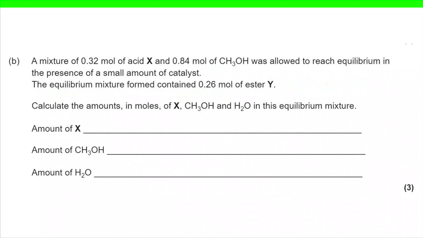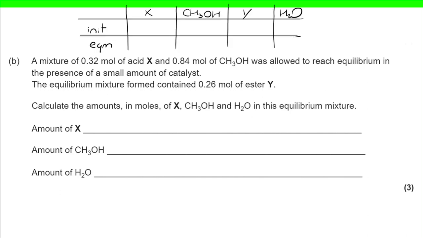Moving on into part B, and we're given some equilibria values here, some initial moles and equilibrium moles. And as always, I'm going to draw out my table. I've got my reactants and products in there, and I'm now going to fill in everything I can based on the question that's been provided. So I was given the initial moles of X and of CH3OH, and I've been given the equilibrium moles of Y. Now, I can assume I started with none of the products, so 0Y and 0H2O.